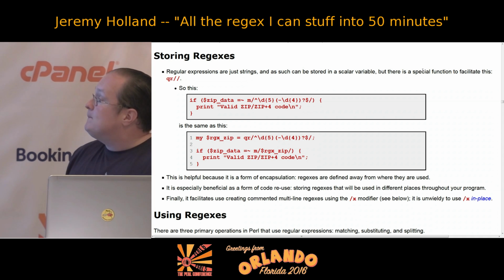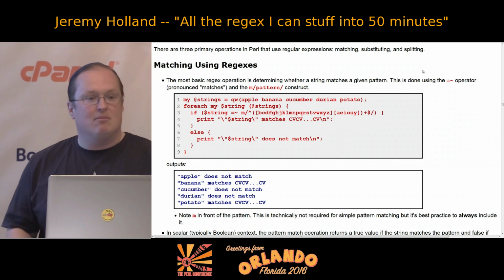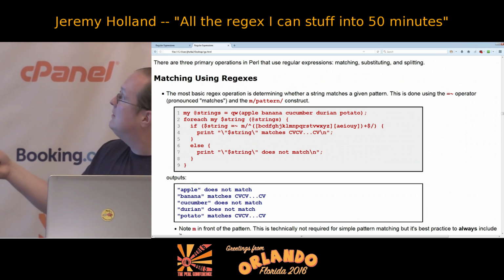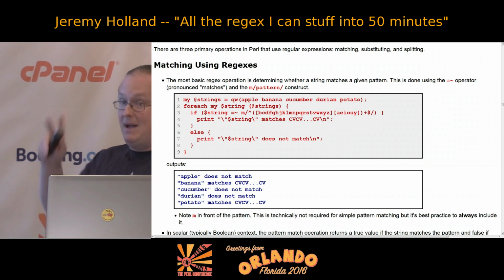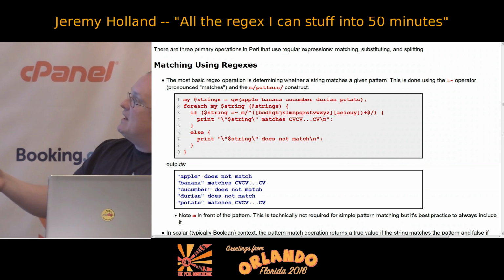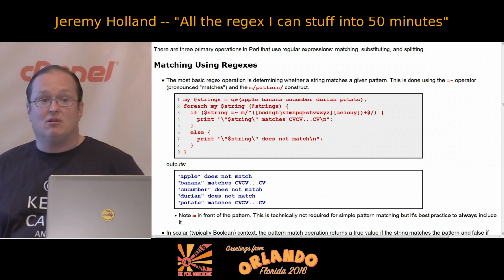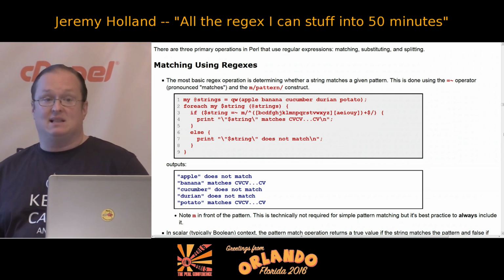Okay, so the primary operations that you do on a regular expression are, first, matching. Does this string look like this pattern? Most of the examples that we've seen so far are that. You do this using the equal tilde operator, pronounced matches, and you put your regex with an M on the front of it. You're not required to use the M for regular matching. I find that it's clearer when you always use the M to more clearly differentiate it from other regex and regex-like operations.